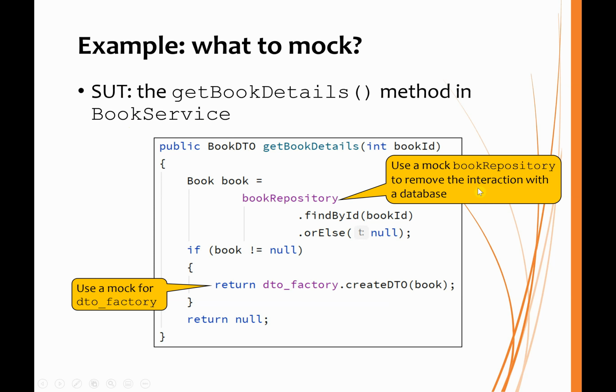This will remove any interaction with a real database. It means that book repository will pretend to interact with a database, but it doesn't really. Also, we're using a DTO factory down here, and if we provide a mock object for that, it means that we don't have to go off to the real DTO factory. It might mean that the factory isn't even written yet, but that would be okay. We can still test because we're using a mock object for it.